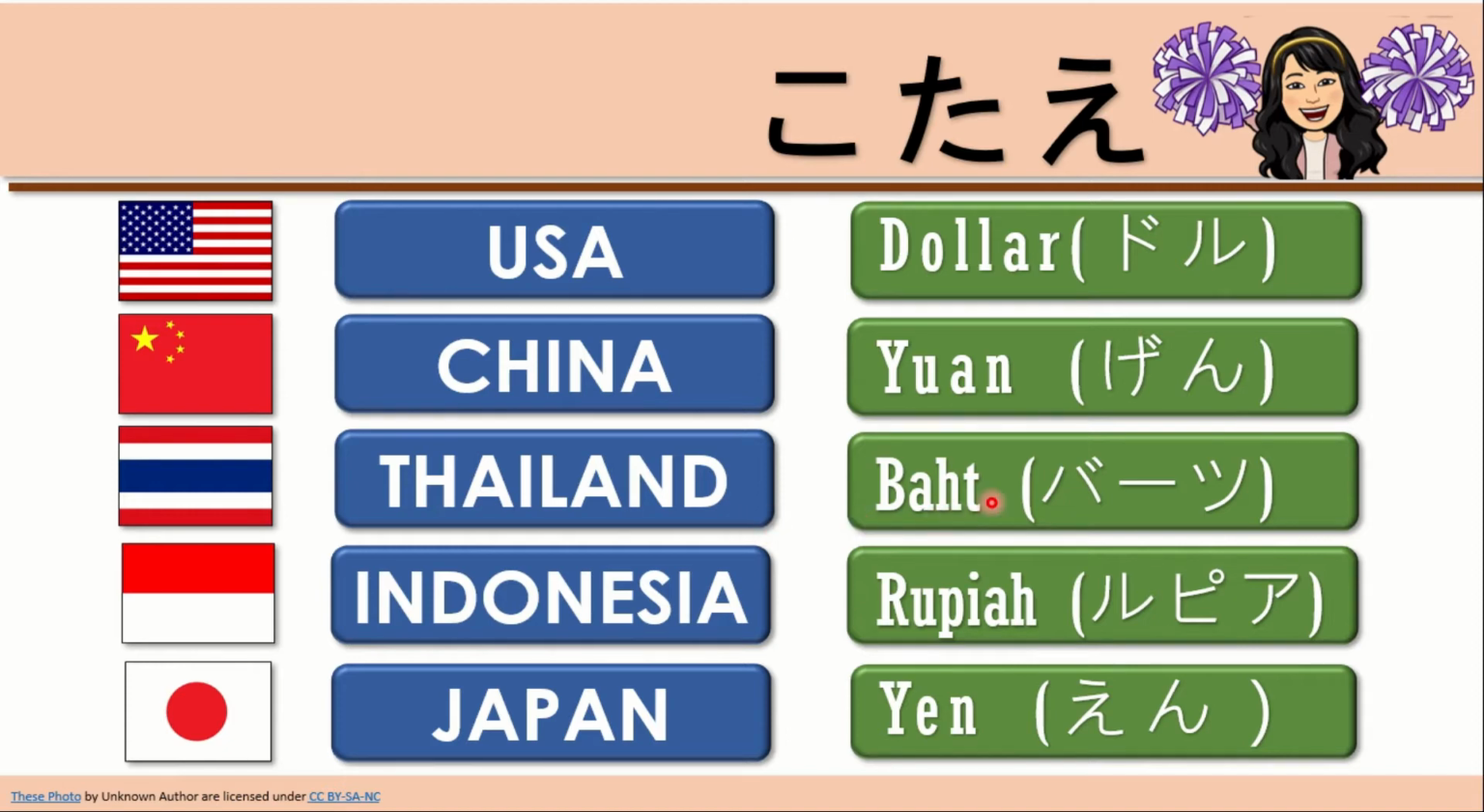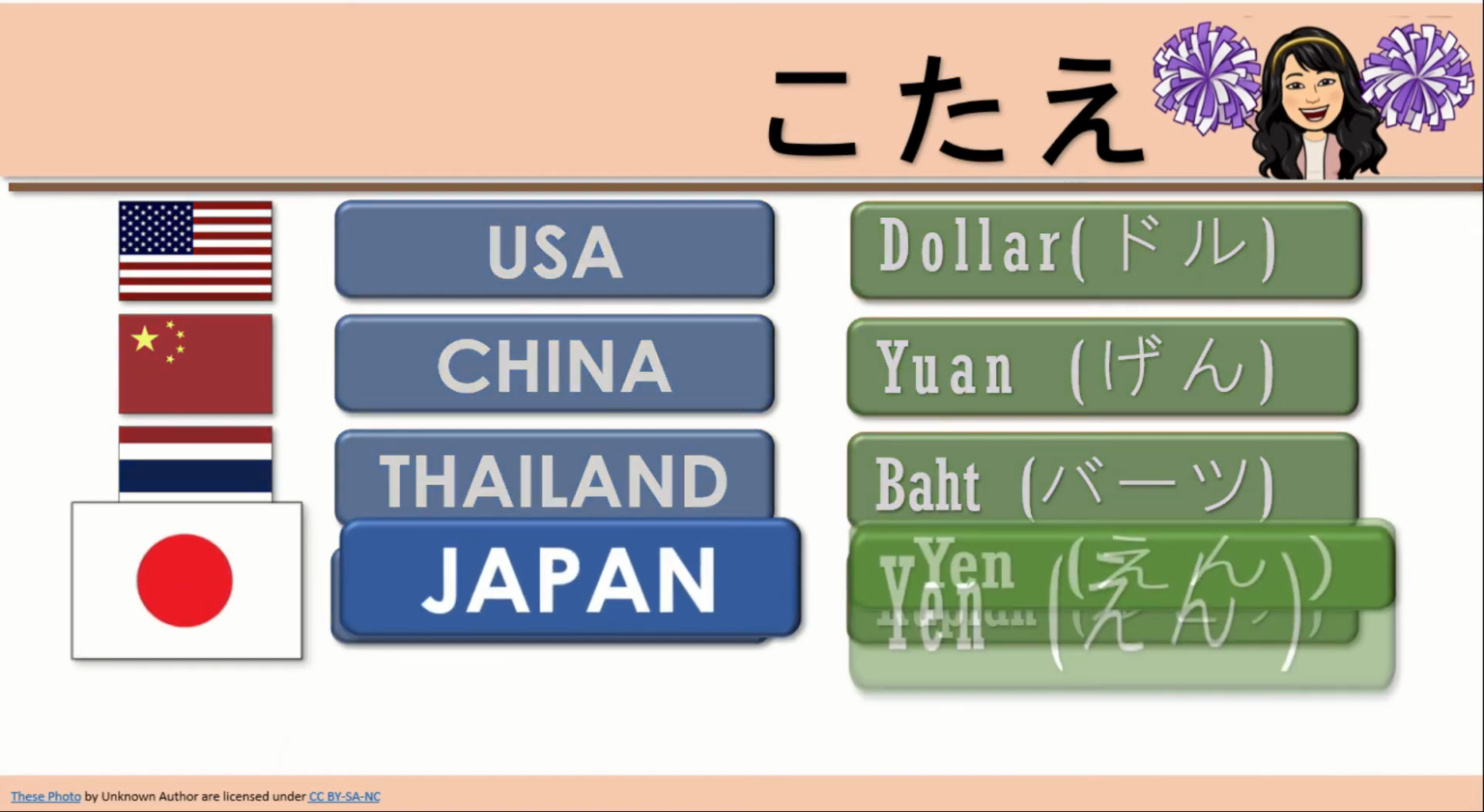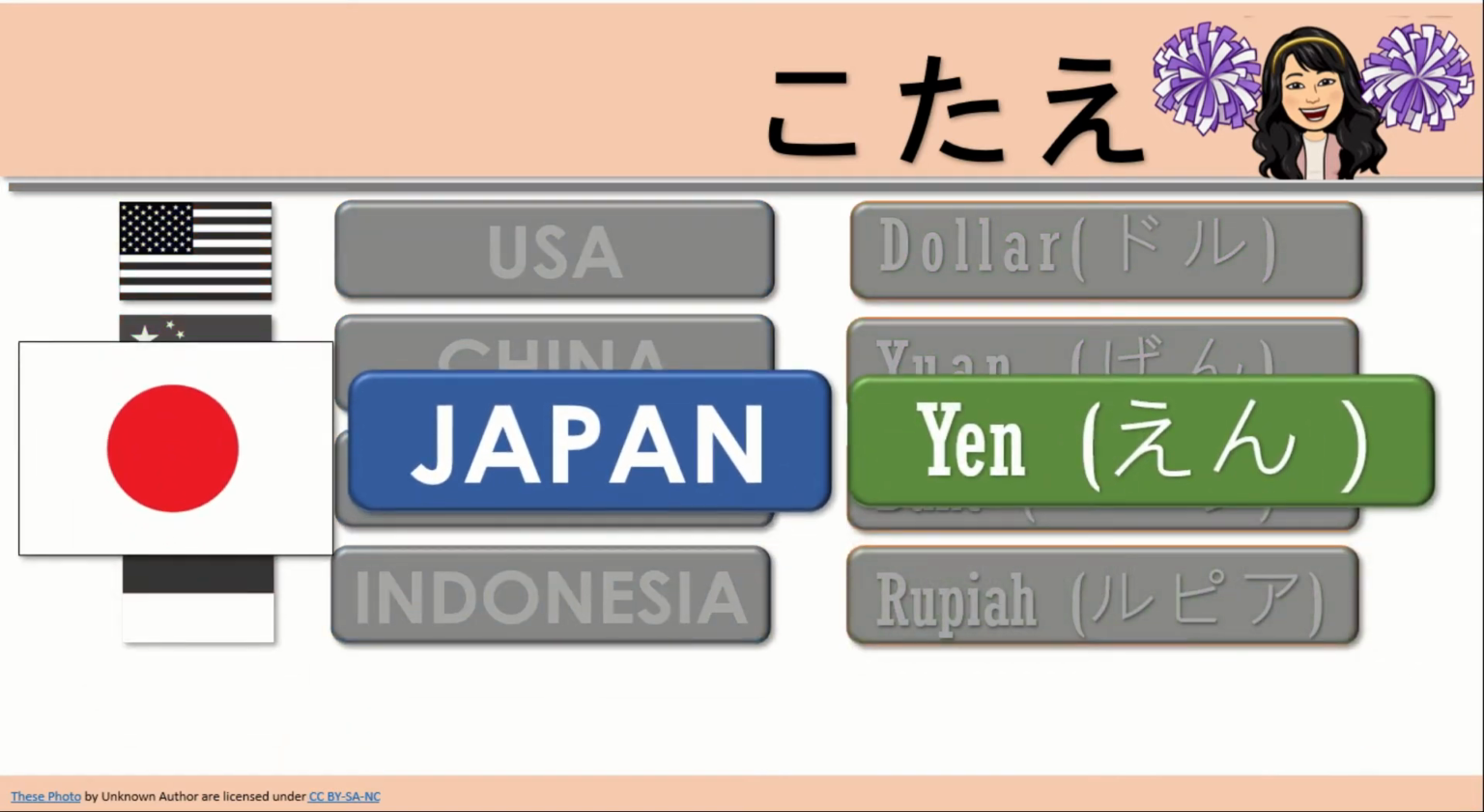Thailand has the currency of baht. In Nihongo, that would be baht. Indonesia, you have rupiah. So in Japanese, that would be rupiah. And Japan, you have their yen, but you pronounce the yen as en. Again, that's en. Let's highlight on Nihon, that's Japan. Again, the currency is en.